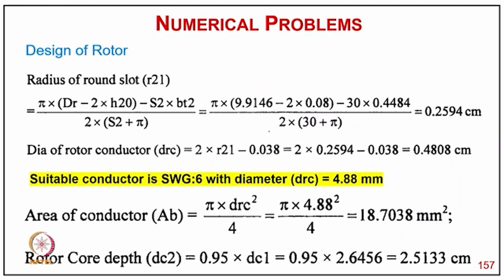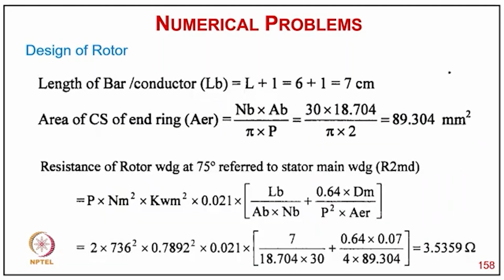The rotor core depth, DC, 2 into 0.95 DC1, comes to 2.5133 centimeter. Now for the design of the rotor, the length of the bar per conductor is L plus 1, so it comes to 7 centimeter. The area of cross section of the end rings, B into AB upon pi BP, comes to 89.304 millimeter square.